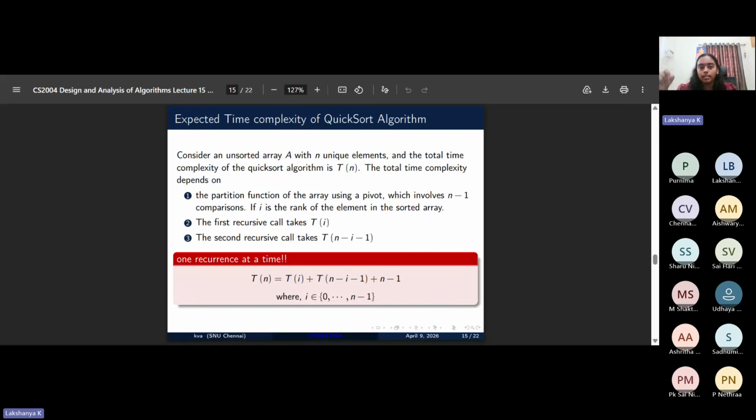I'm choosing the ith element to be the pivot. So there are going to be i elements on the left side and n minus i minus 1 elements on the right side. One term is to sort the left side, and the other is to sort the right side. And how did I put those elements on the left and right sides? All the remaining n minus 1 elements in the array, I compared them with this pivot. If greater, it goes to this side; if less, to that side. So n minus 1 comparisons I had to do. That is the constant order term we will have, which is n minus 1. So this is the recurrence equation. Is this clear?